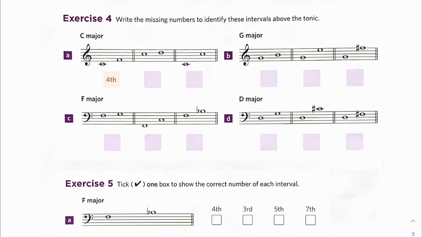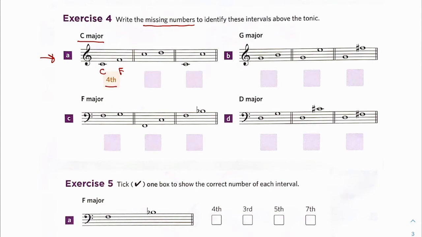Exercise 4. Write the missing numbers to identify these intervals above the tonic. Question A is in C major. All we need to do here is to count the intervals. There are 2 ways to work out the intervals. The first way is to label the notes. For example, in bar 1, we have a C going to a F. So C, D, E, F, it will be the interval of a fourth.